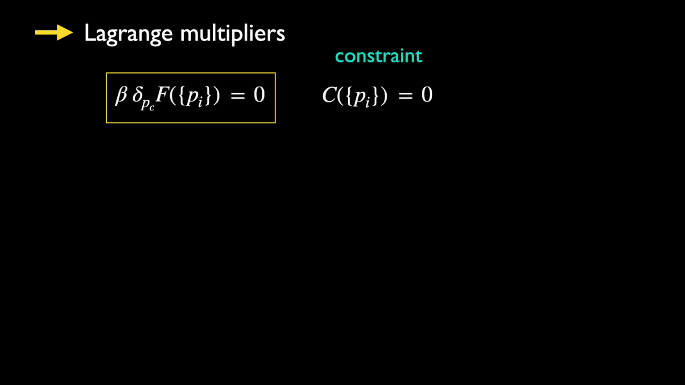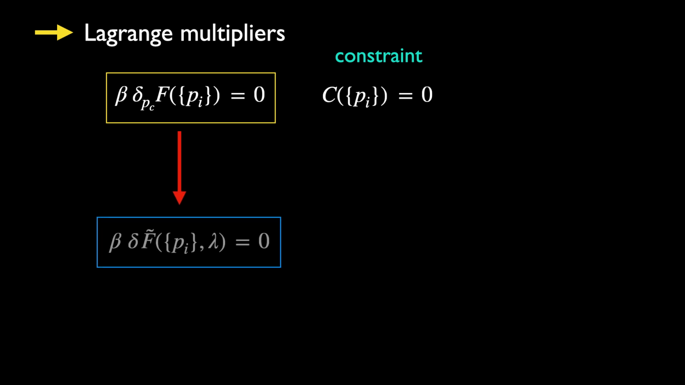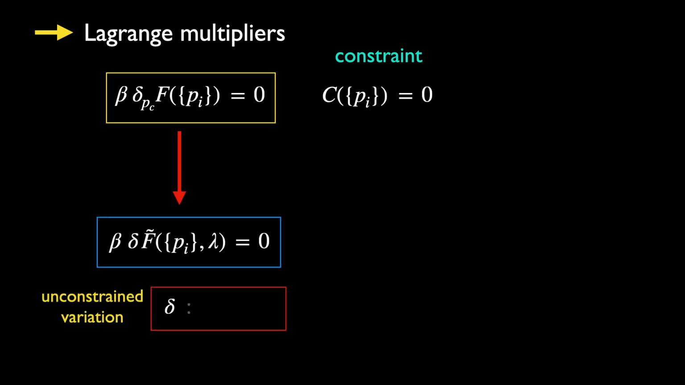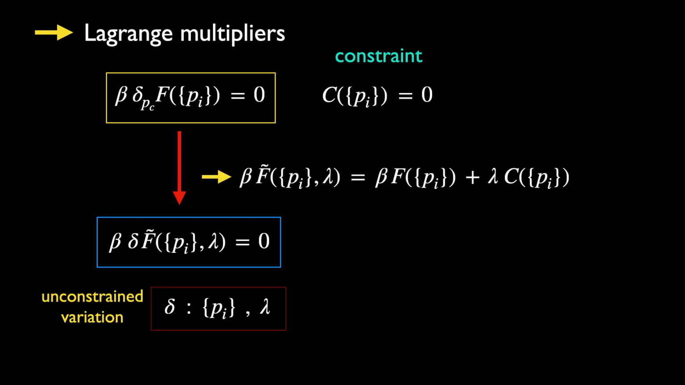Let's summarize the method of Lagrange multipliers. We are solving for a set of functions pi's such that the constraint variation of f is 0 to the first order. We then convert this problem into one that involves the unconstrained variation of some modified f tilde, which has an additional variable lambda, a Lagrange multiplier. This second form is usually easier to solve and would have solutions that satisfy both the original equations and constraints.